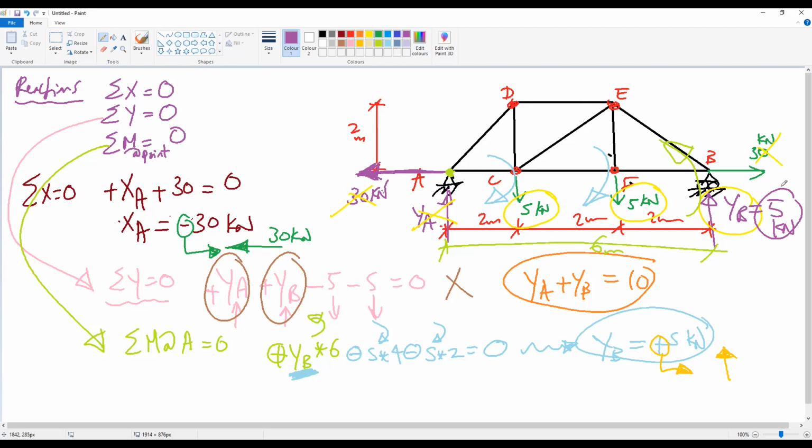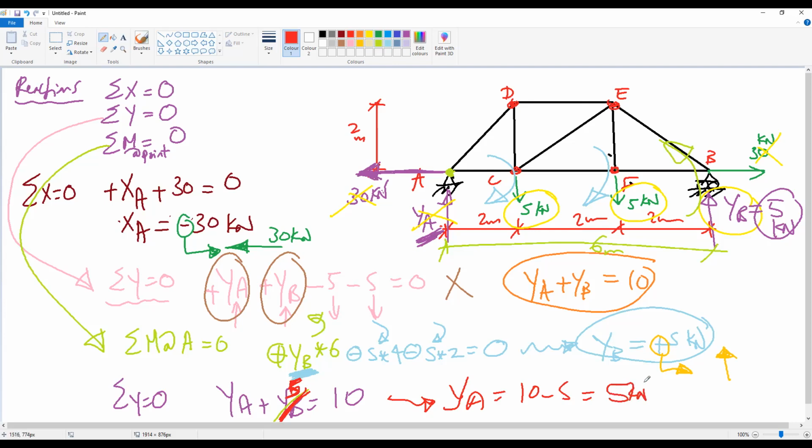What else do we need to do to find the reactions? We still have YA. How do we find YA? If we go back to the Y equation, summation Y equals 0, we have YA plus YB should be 10. We already know YB as 5 kilonewton. So YA will equal 10 minus 5, which is 5 kilonewton.